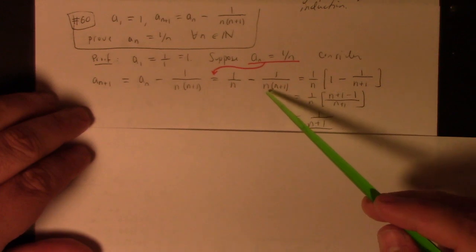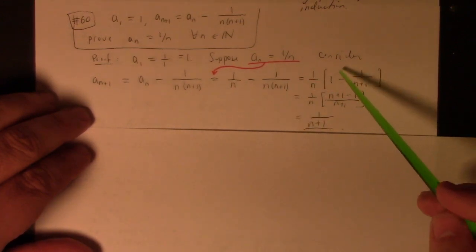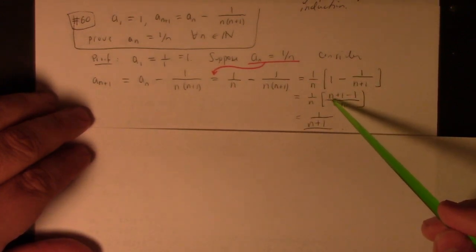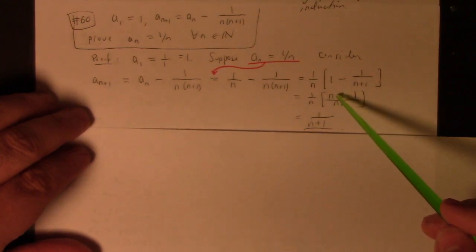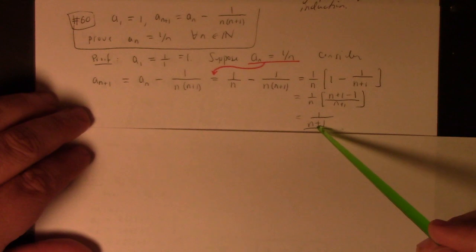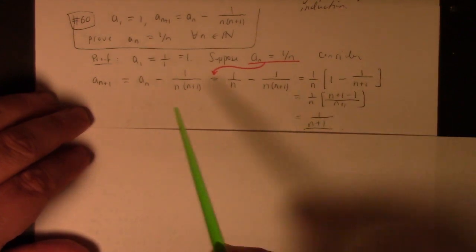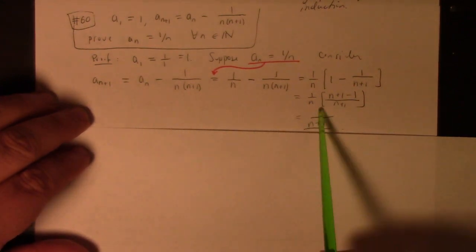I do algebra, I can factor out the 1 over n, and then make a common denominator here, and the minus 1's cancel. That leaves us n over n plus 1, but then that n cancels with that n, and it leaves me 1 over n plus 1, which is what we set out to prove: a_(n+1) is equal to 1 over n plus 1.